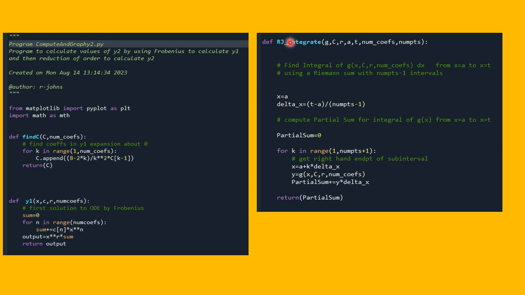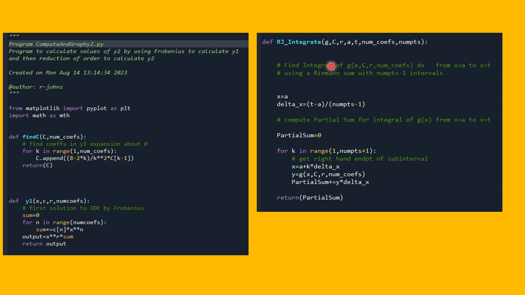Over here we have something new, rj integrate. And what this is going to do is integrate a function g. This function g is defined in terms of coefficients in a power series listed in list C. The indicial equation solution is r. We're going to integrate g from a number a to a number t. Num coefficients is just how many coefficients are in this list C, and the number of points basically determines how many terms we have in the Riemann sum.